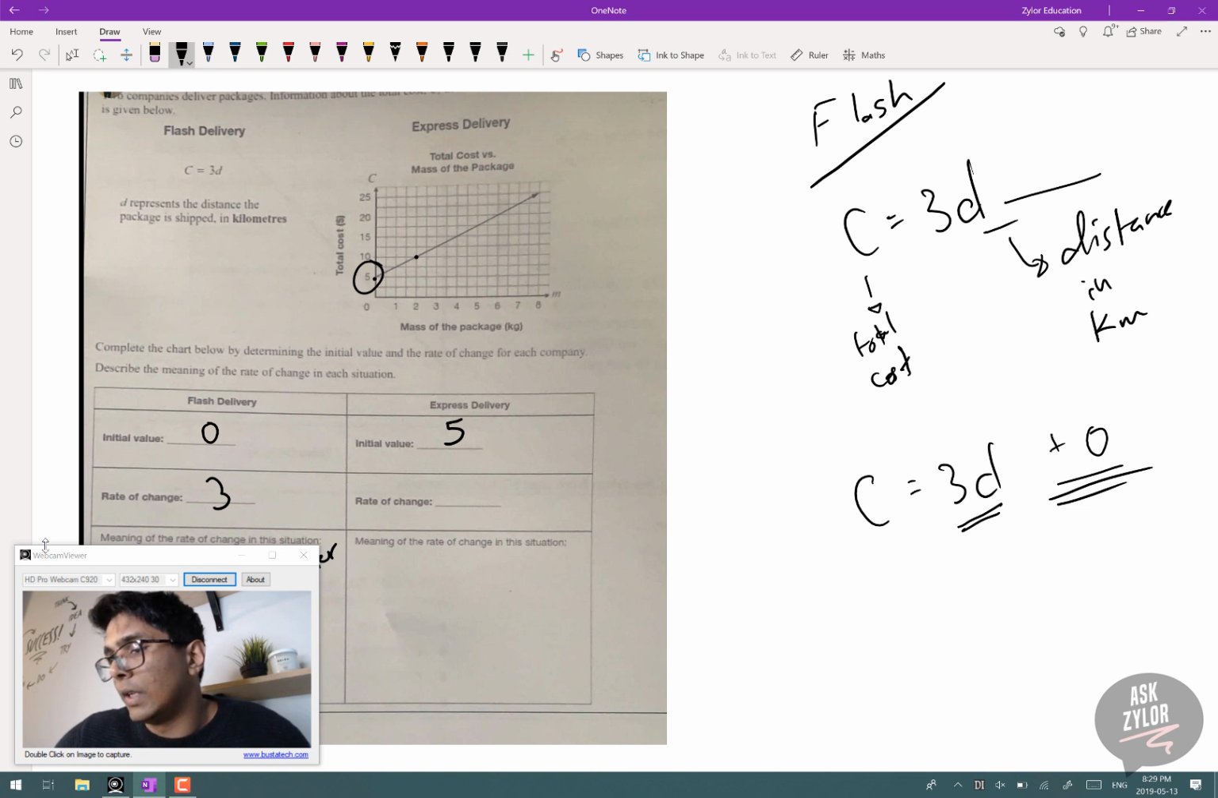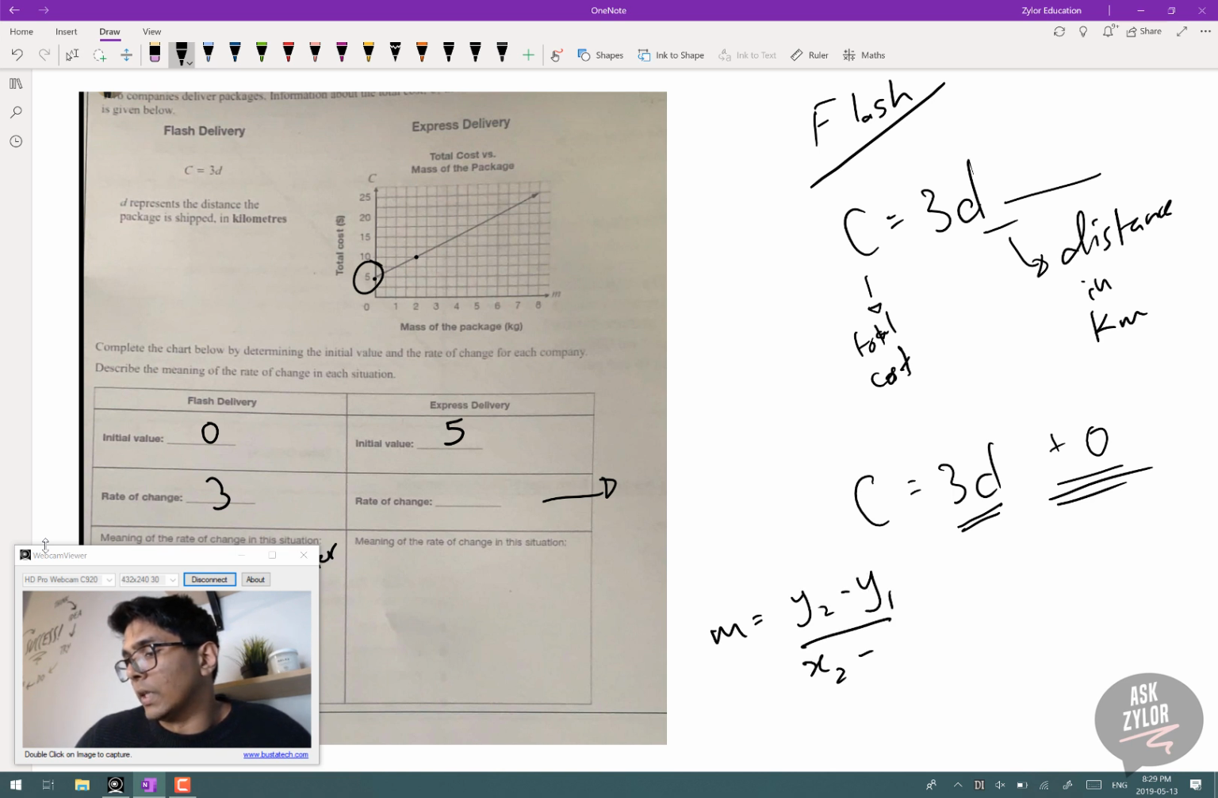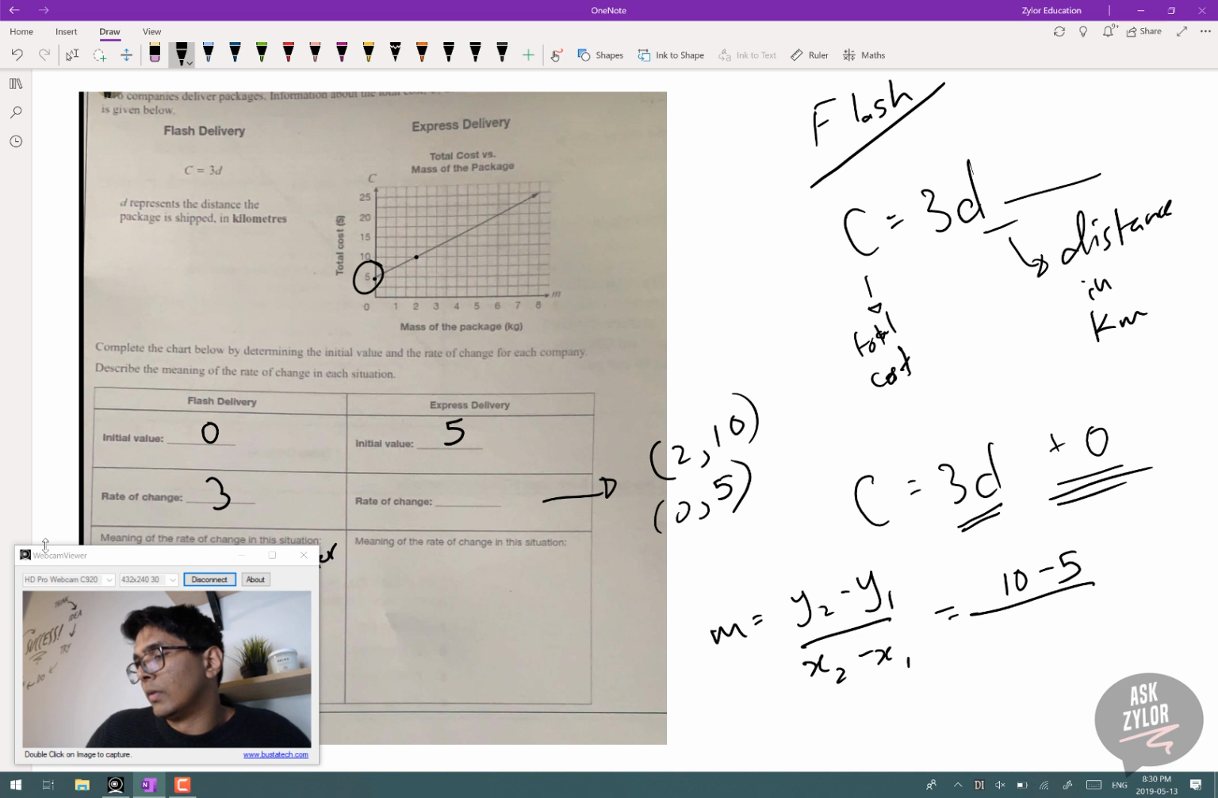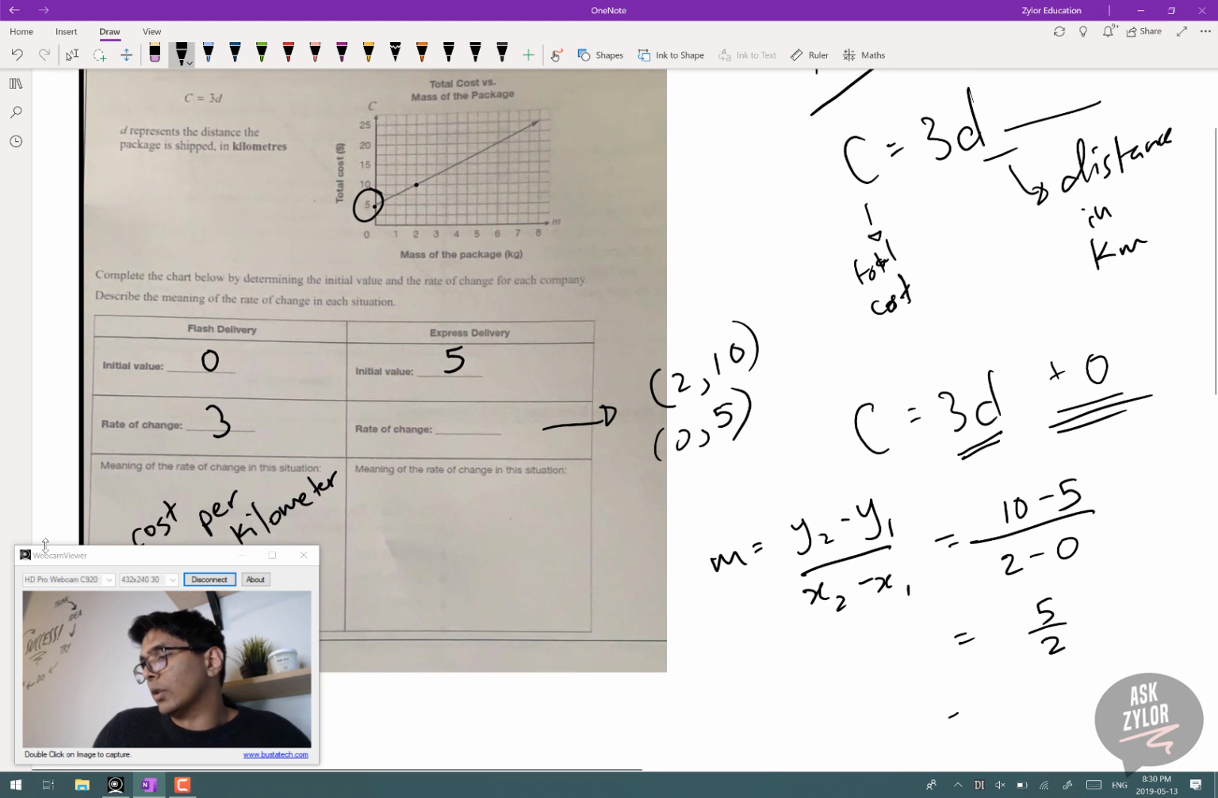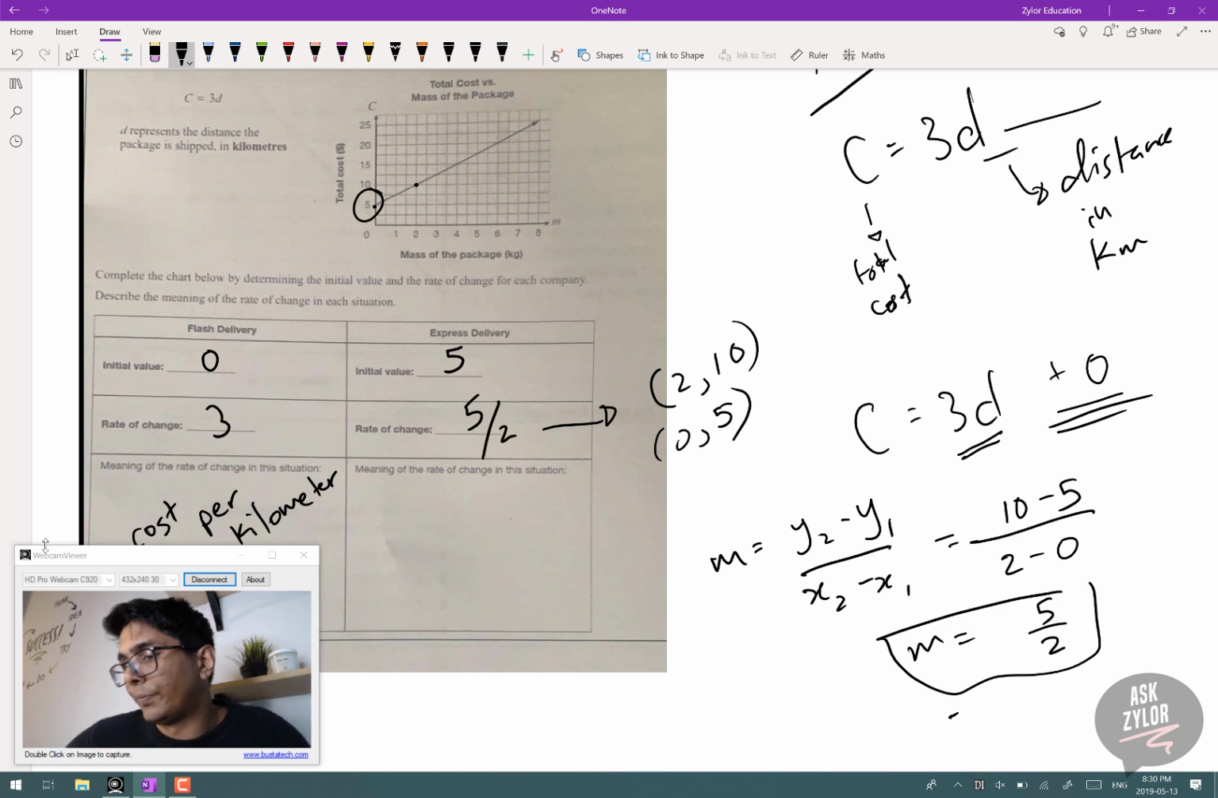Then they ask me what's my rate of change. So how do we find the rate of change? We have to find the slope. And the equation for the slope is y2 minus y1 over x2 minus x1. Right? So I can pick any 2 points on the graph and plug them into this equation. Okay? So let's say I'm using 2 and 10, and 0 and 5. Right? So I'm going to do 10 minus 5 over 2 minus 0, which gives me 5 over 2. So my slope is 5 over 2, so that's going to be my rate of change.